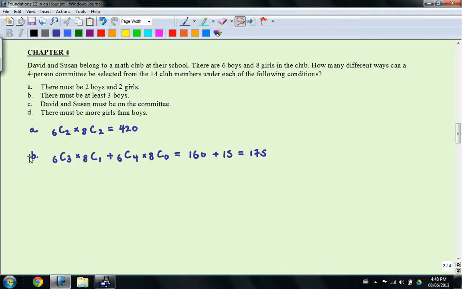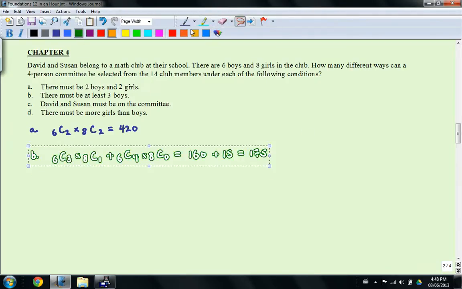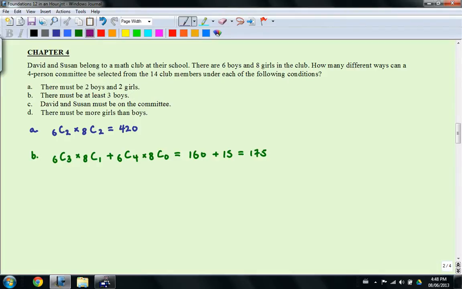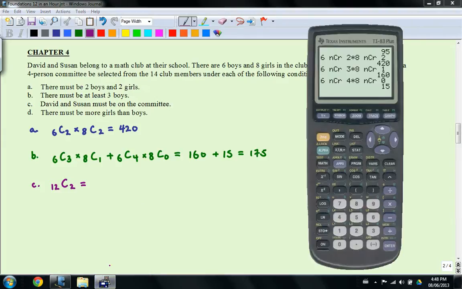Okay. This one that's in a different color. There we go. David and Susan must be in the committee, so that leaves 12 people and 2 slots left, because David and Susan, of course, are in the committee already, so you only have 12 people left in the math club and 2 people that need to be selected. And that will be 66.